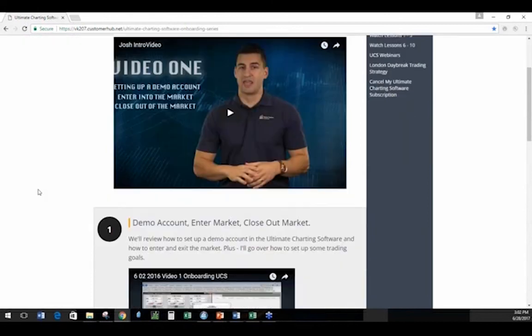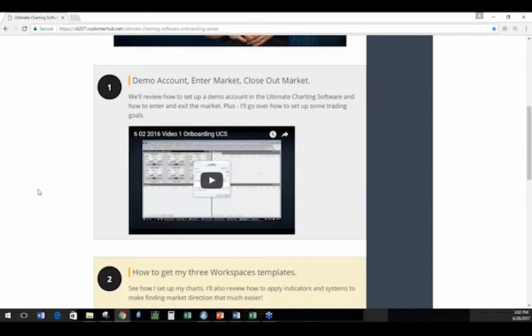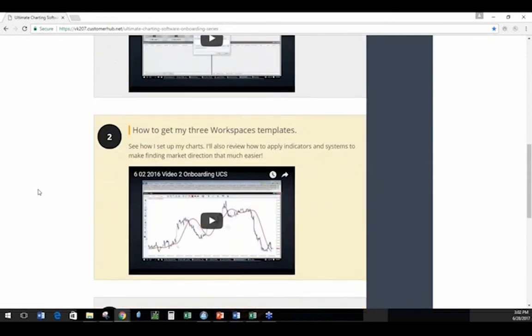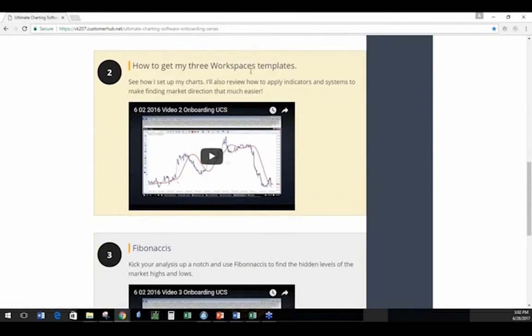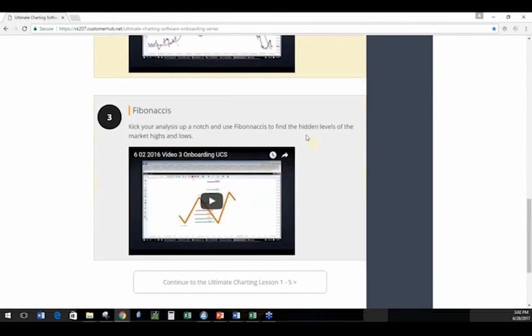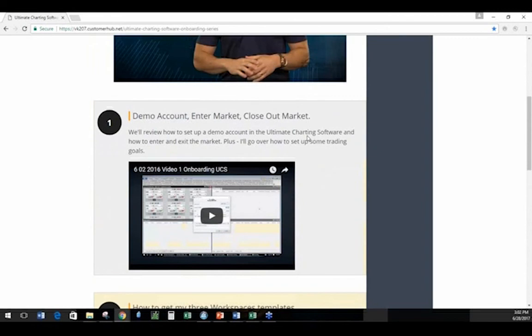So it's going to do a brief introduction. It's going to talk about how to enter the market, how to close out the market. To begin with, everybody who does this trial, we're going to give you 3 workspaces. So the charts, we're going to give you the templates to go ahead and try around and kick around. We're going to show you how to use the Fibonacci just like I did. Then that's just the onboarding.